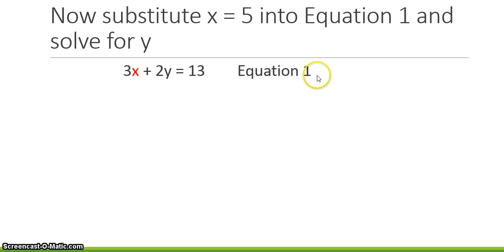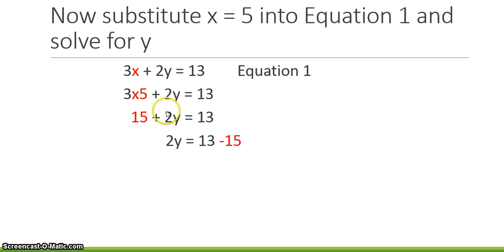Here's equation 1 again. 3x plus 2y is equal to 13. If I substitute x is equal to 5 into this equation, I'll get 3 times 5 plus 2y is equal to 13. 3 times 5 is 15, so 15 plus 2y is equal to 13. Now, when I move my positive 15 to the other side of the equals, it's going to become the inverse operation, minus 15. So 2y is equal to 13 minus 15.